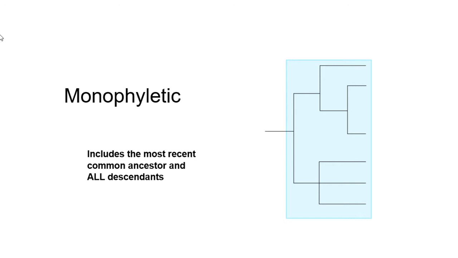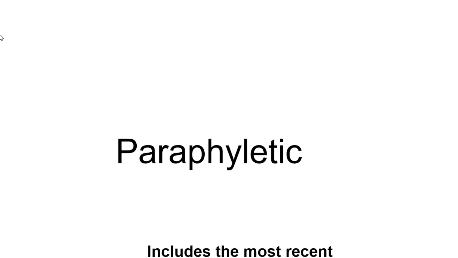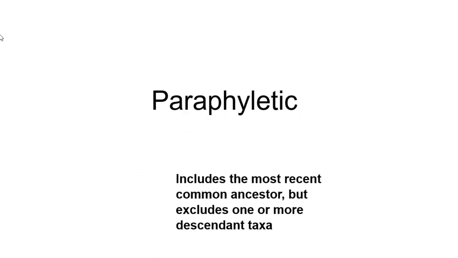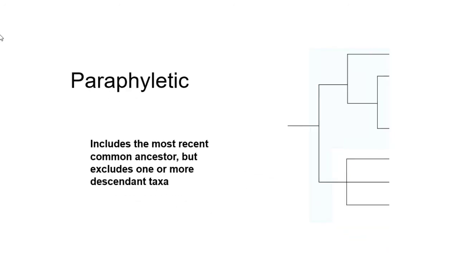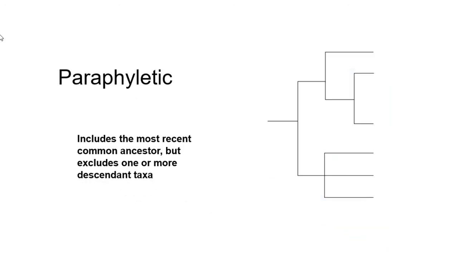What we want to avoid when we're naming groups is things like paraphyletic and polyphyletic groups. Paraphyletic groups include the most recent common ancestor, but they exclude one or more descendant taxa. So that most recent common ancestor is included, some of the descendants are included, but some are excluded. Let's have a look at what that looks like.